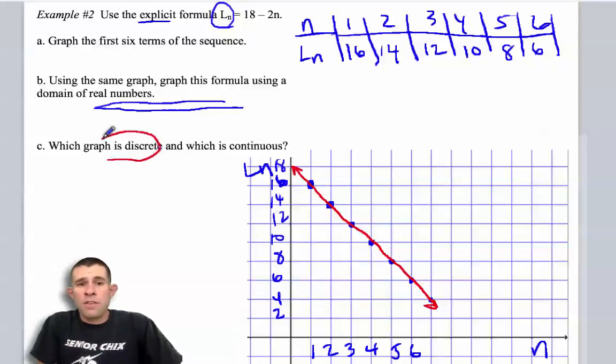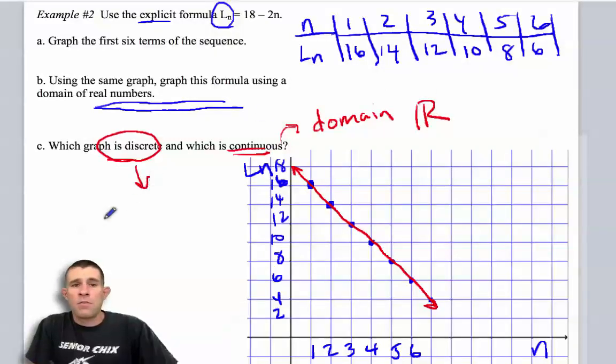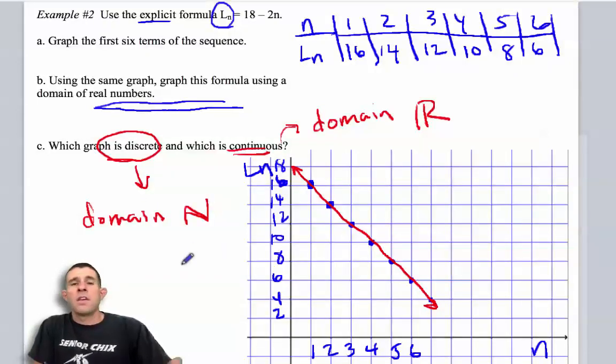So it says which graph is discrete and which one is continuous. The continuous is when my domain is equal to all real numbers. However, the discrete graph is when my domain is just my counting numbers or my natural numbers in this case, or I could say they are my whole numbers.